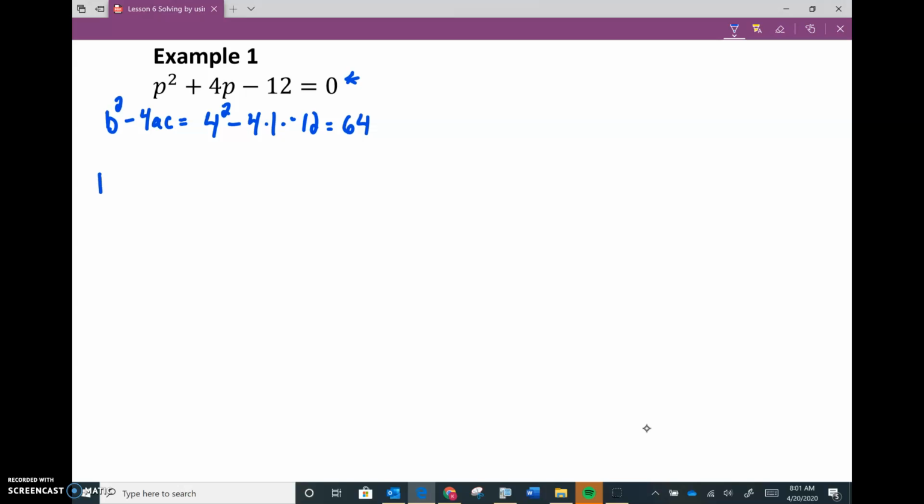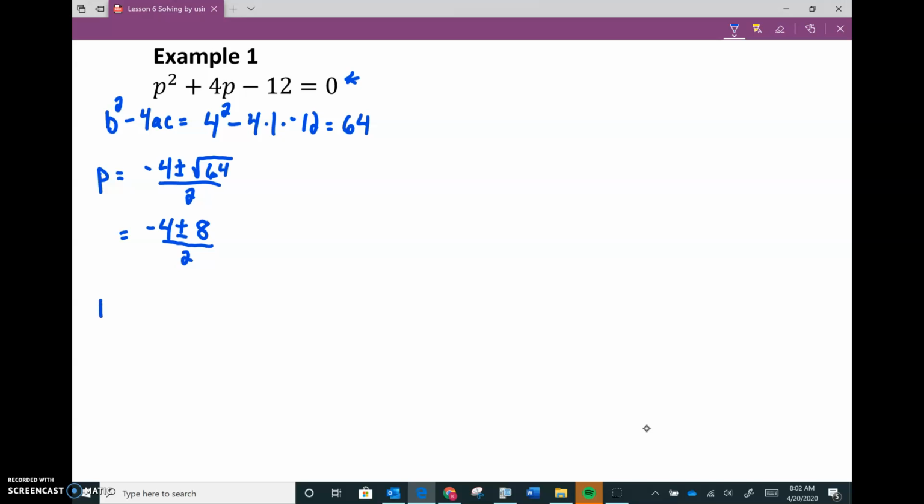So now let's plug it into our quadratic formula. x is going to be equal to the opposite of b, plus and minus the square root of what we just found, b squared minus 4ac, so that's 64, all over 2 times a. Well, 2 times 1 is 2. And then we look to see if we can simplify the square root, which we can. The square root of 64 is 8.